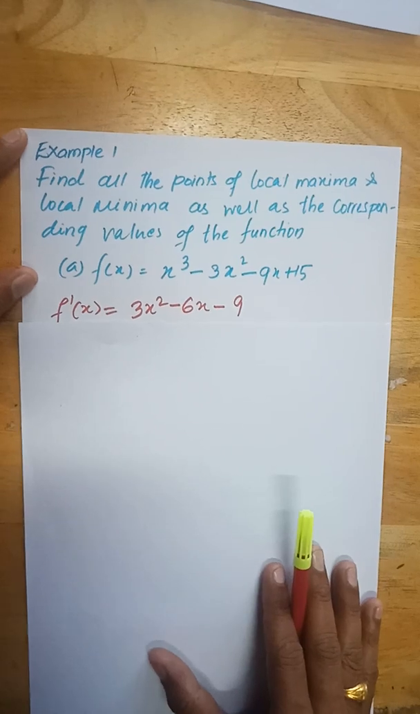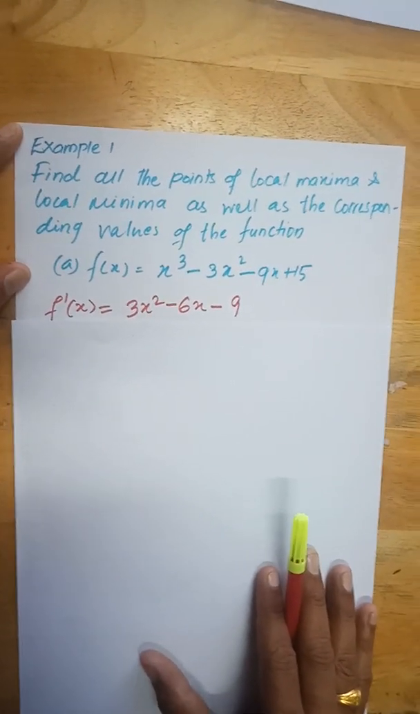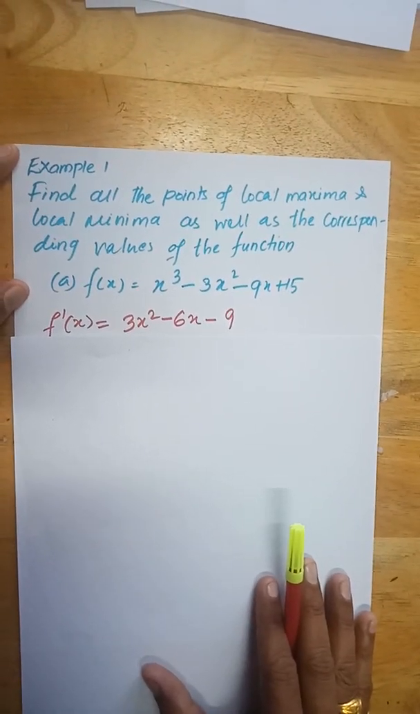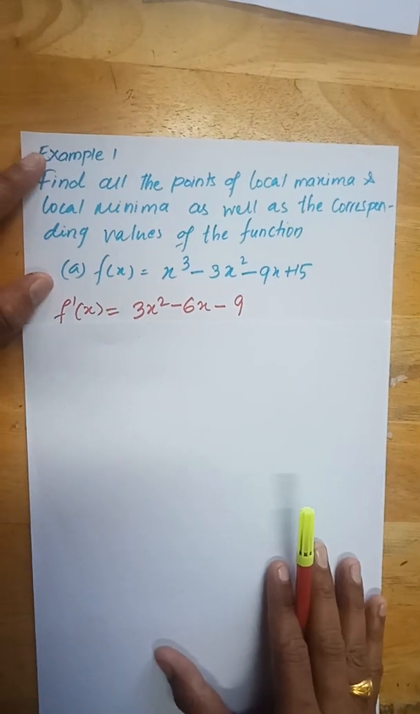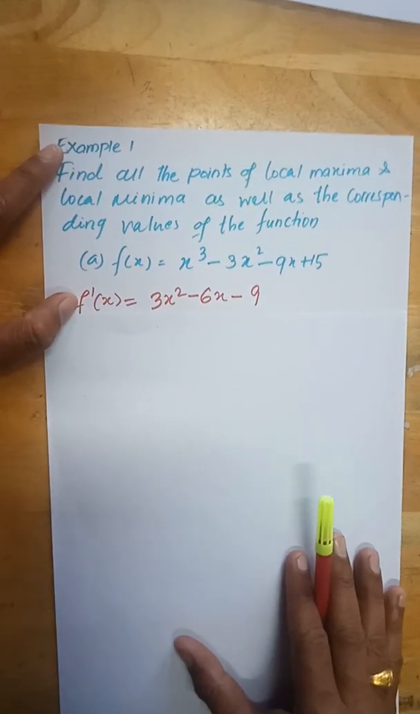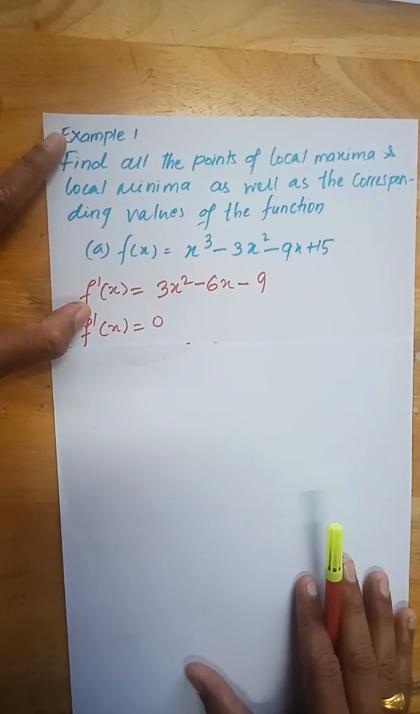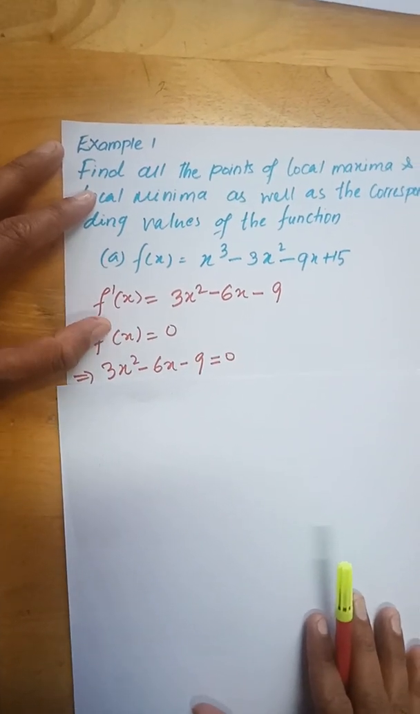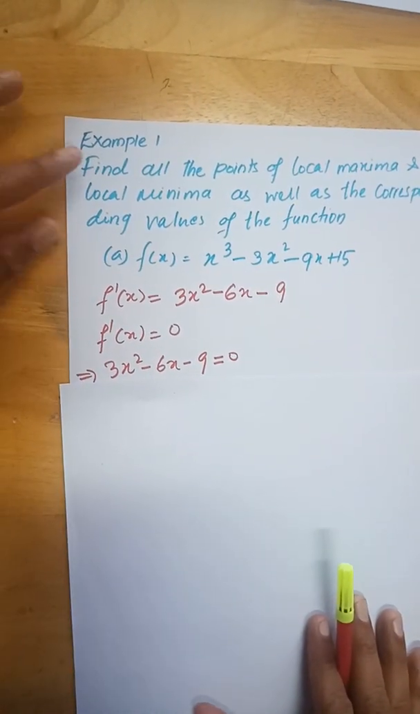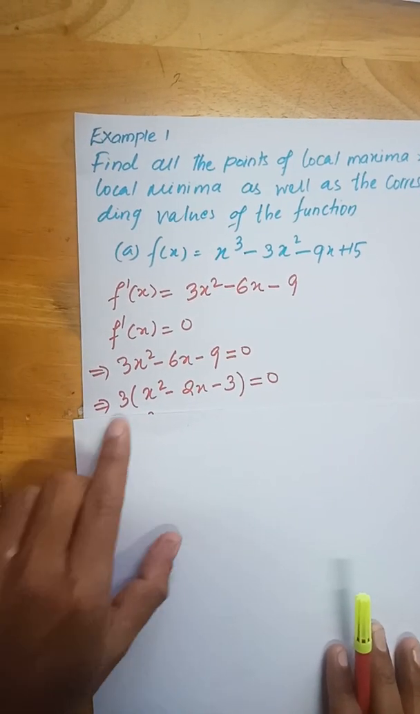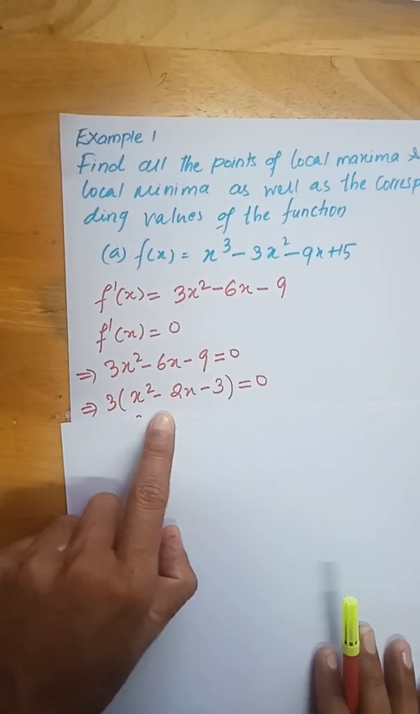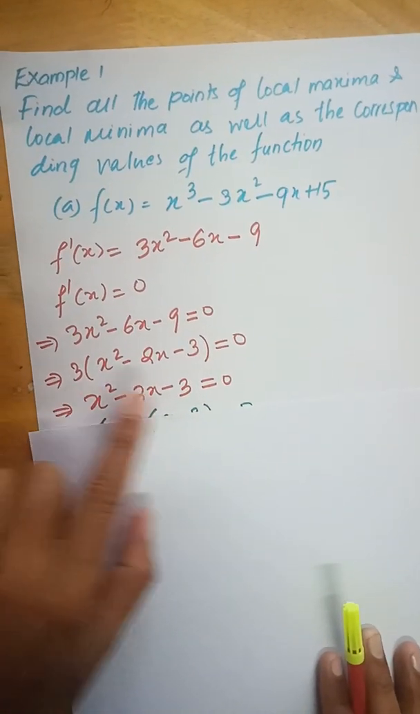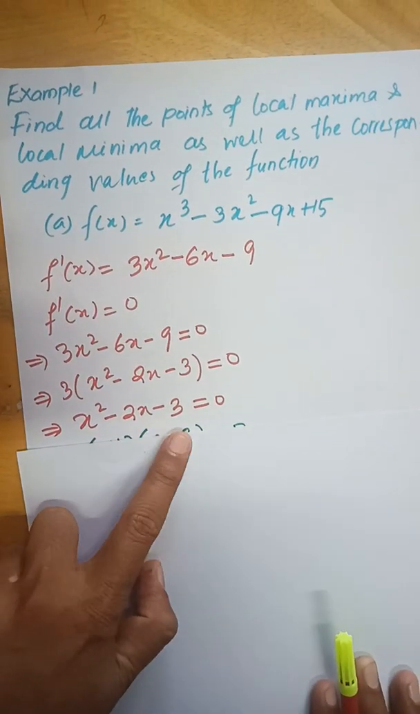Okay, so the question says find all the local maxima and minima as well as the corresponding values of the function. That means they are asking you to find the maximum and minimum value also. So now your f of x is given here, so you differentiate this, so it's going to become 3x square minus 6x. Okay, so now the second step says that you have to equate to 0. So equate this value to 0. If you equate to 0, this is going to be in this form, 3x square minus 6x minus 9 equal to 0. Then you can also take 3 common. If you take 3 common here, you'll get this equation which is equal to 0. Now this 3, if you move to that side, is going to become 0. So x square minus 2x minus 3 equal to 0.